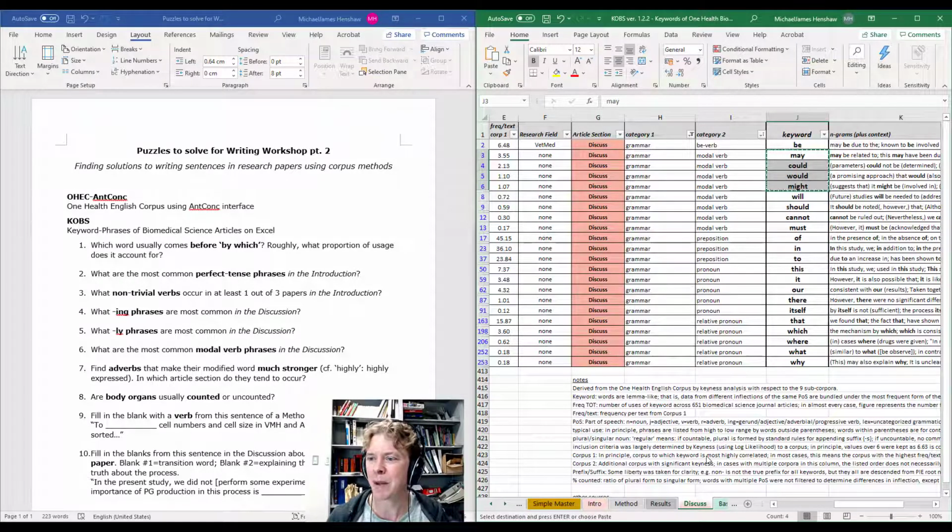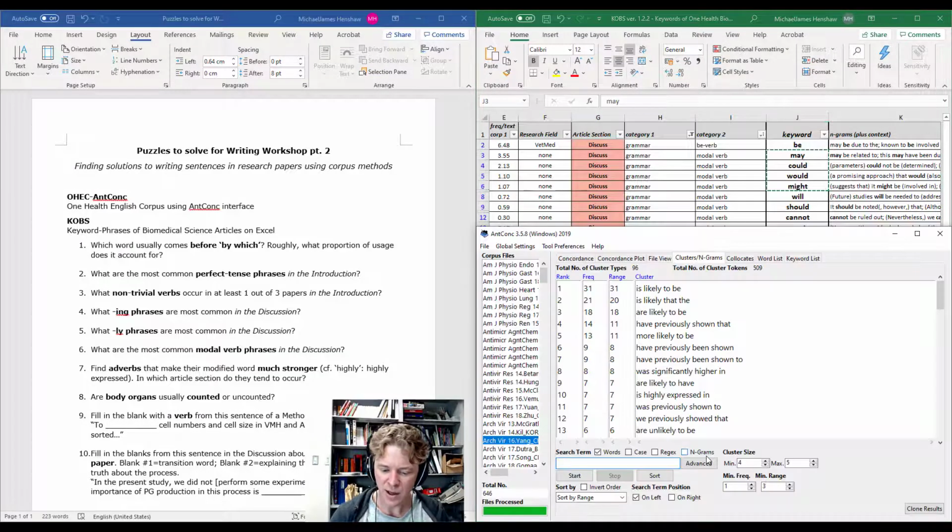However, let's just type may, could, would, might. May, or, could, or, would, or, might. And let's lower the cluster size just for now to 3, but we might as well keep the maximum up at 5. Let's see what we get.